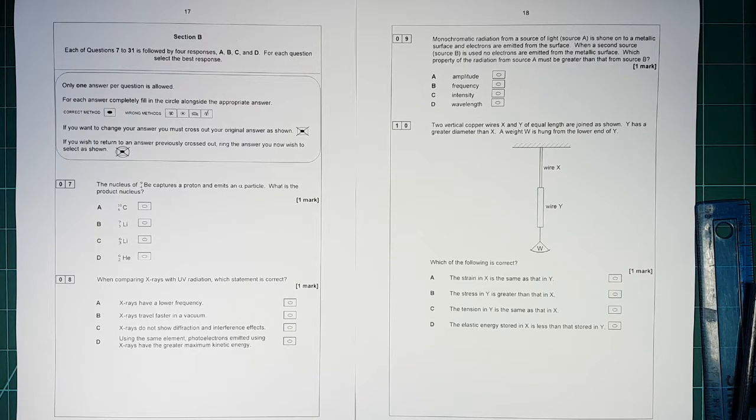Specimen paper 1, 2014 AQA A-level physics. We're on to section B. This is the multi-choice section.